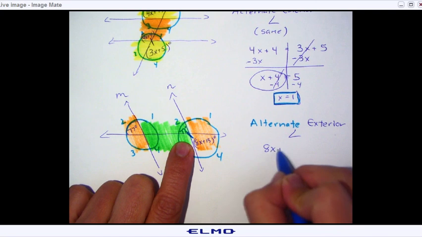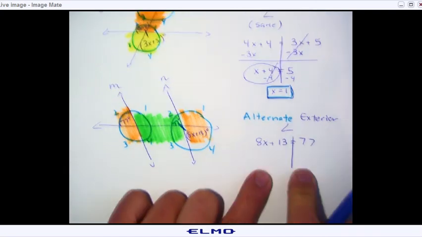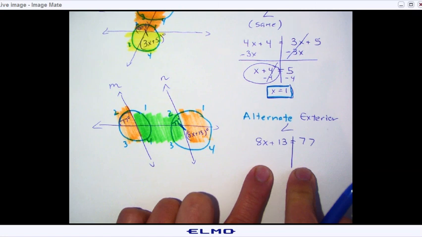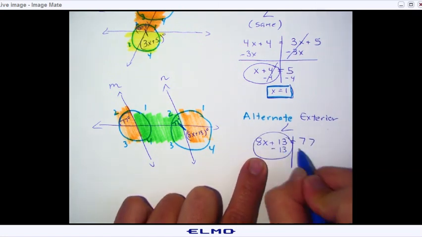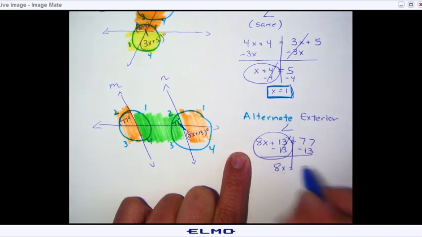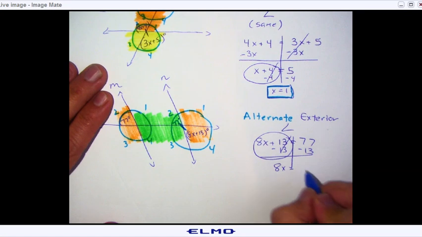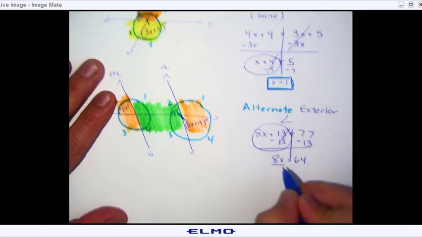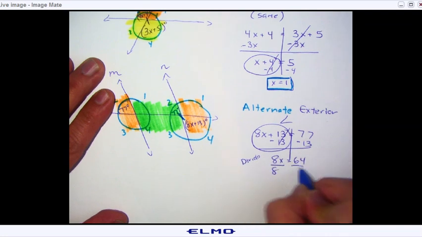So 8x plus 13 is equal to 77. Oh, that's going to be a lot easier, right? I'm just going to go ahead and take away 13. And that's going to give me 8x equals 77 take away 13 is 64. And then I'm going to divide by 8. And my answer is 8.